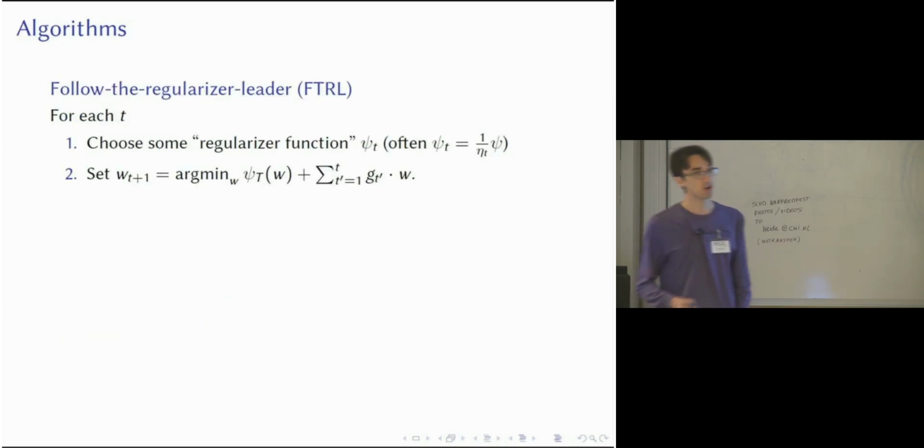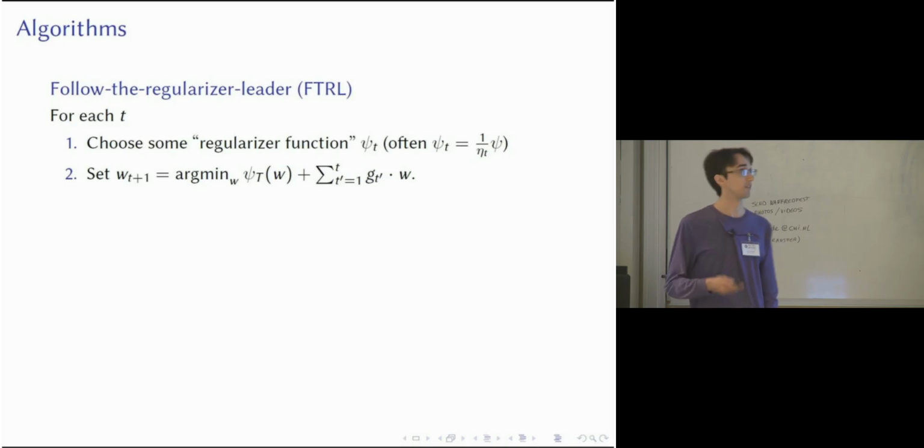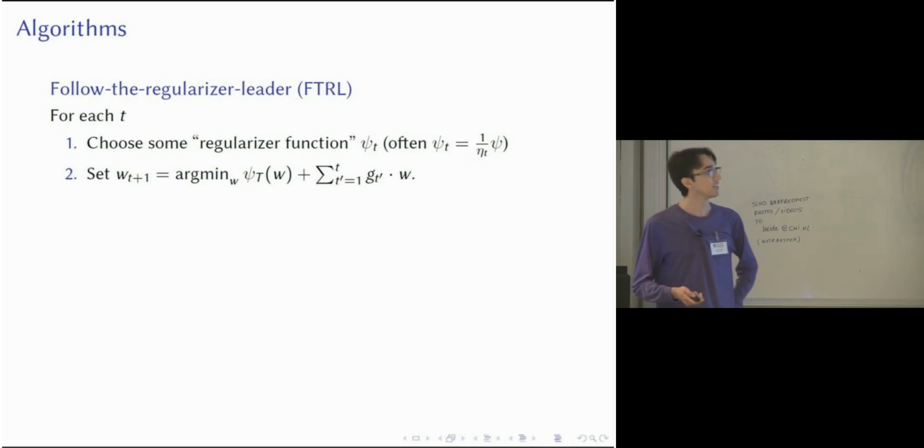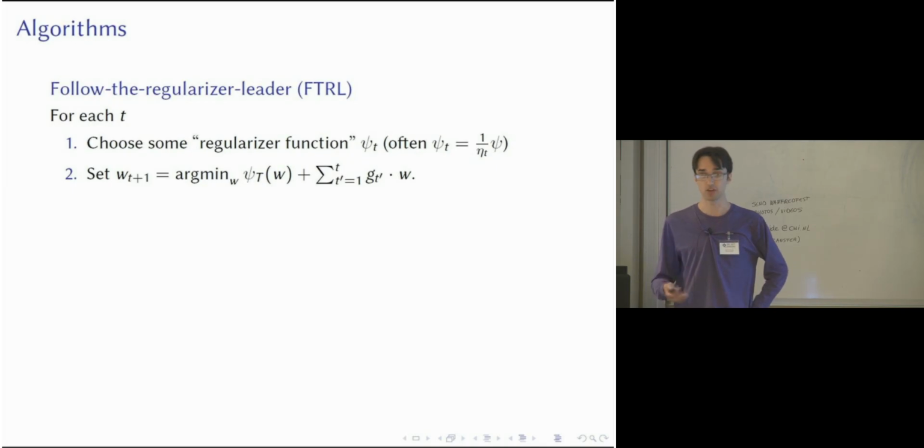The algorithms we consider are all going to be follow the regularized leader algorithms, or FTRL. This is a well-known and very classic way to design online learning algorithms. I'm just going to briefly summarize the idea, which is at each step you choose some regularization function. It's often like w squared, but it won't be for our cases. And it's often given by some multiple of some base regularizer. And then at the tth step, you set w_{t+1} to be the thing that minimizes your regularization function plus the sum of all the gradients that you've seen up until now.